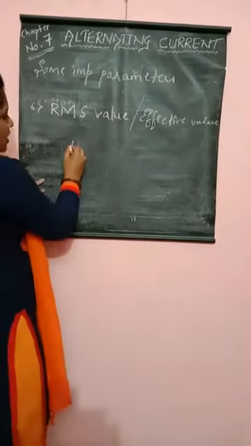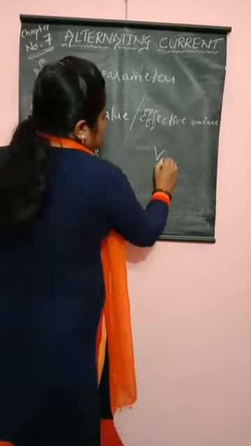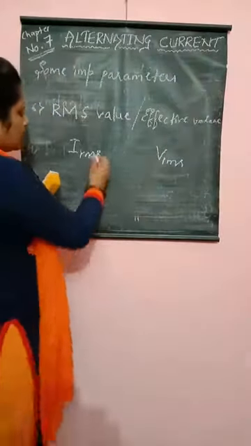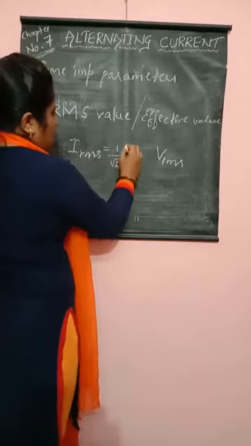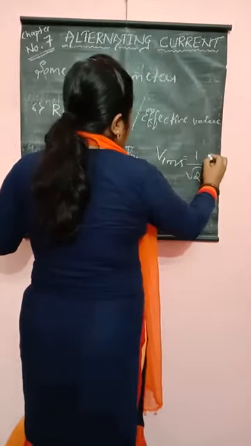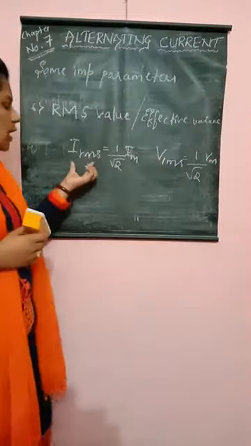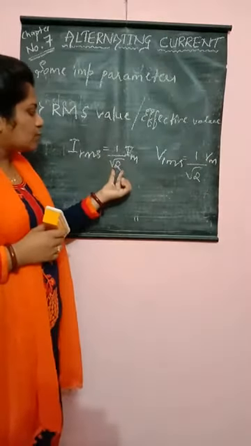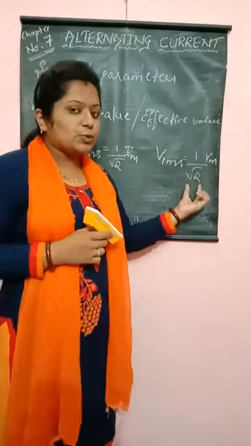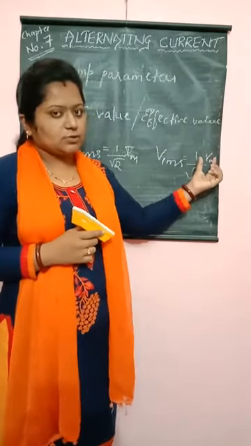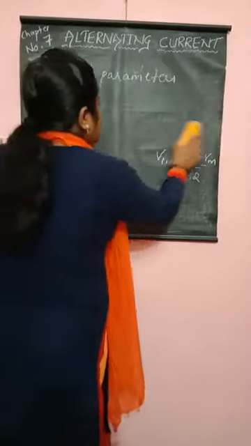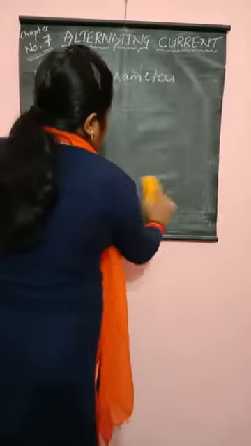The values of RMS current and RMS voltage can be represented as I_RMS and V_RMS. You can write 1/√2 of Im and 1/√2 of Vm. So the RMS current is 1/√2 times the mean value of current, and the RMS voltage is 1/√2 times the mean value of voltage. Understood? The mean value of AC and the RMS value of AC are very important, and at the same time a little bit difficult to understand. Listen carefully and you will understand.